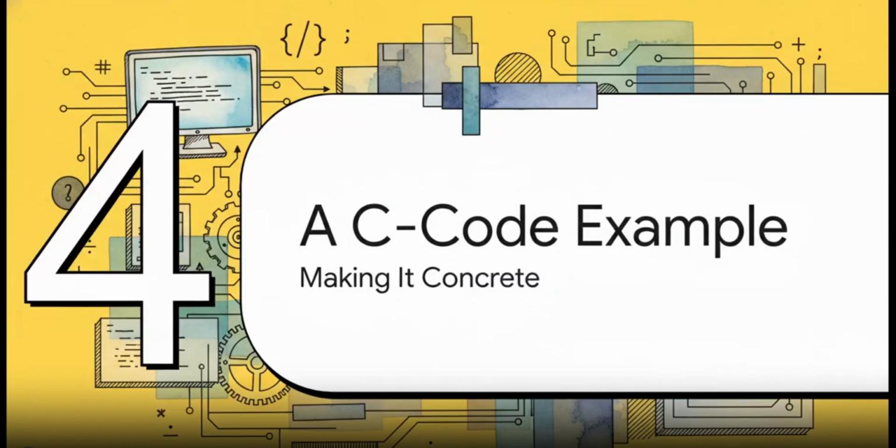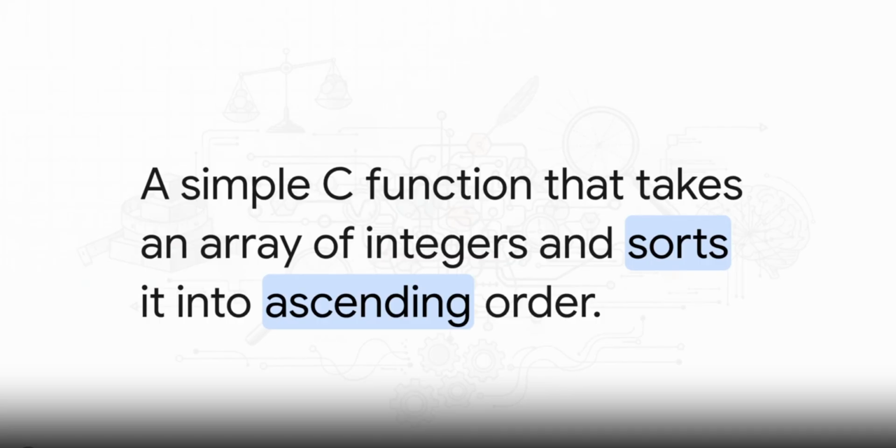All right, that's a whole lot of theory, so let's make this real. Let's see how this actually works with a real piece of code. Okay, so what we're going to look at is this pretty simple C function. All it does is take an array of numbers and sort them. It's a classic programming problem, right? Which makes it the perfect thing for us to analyze here.